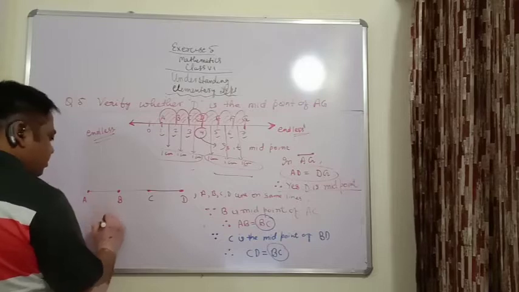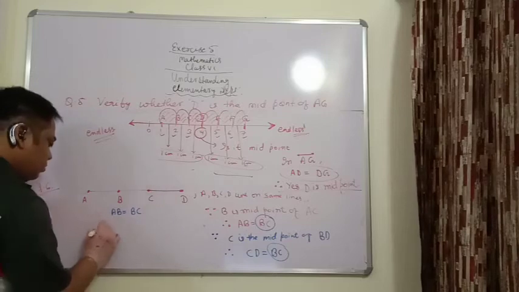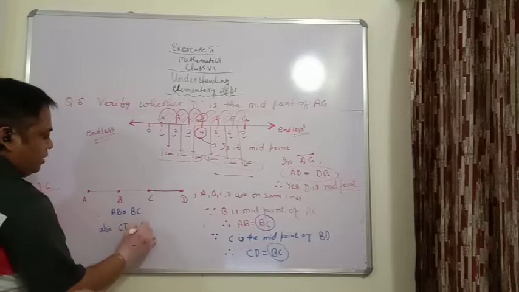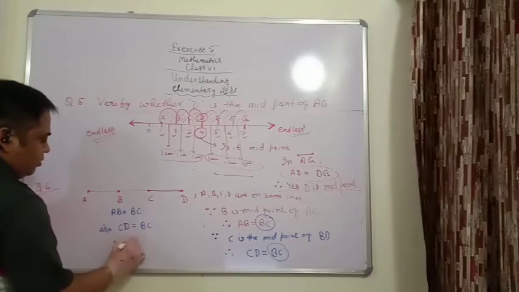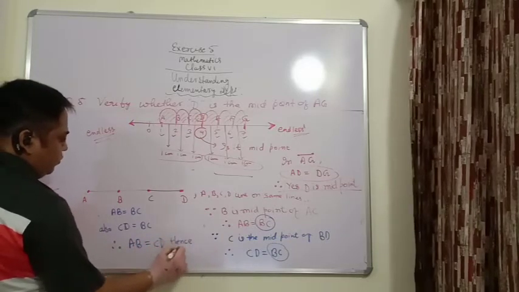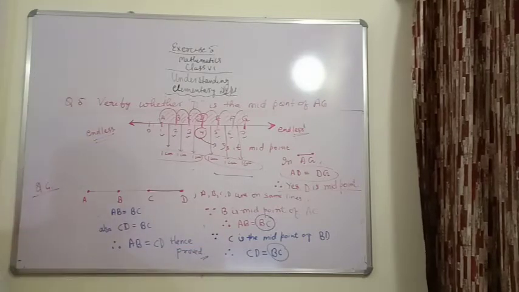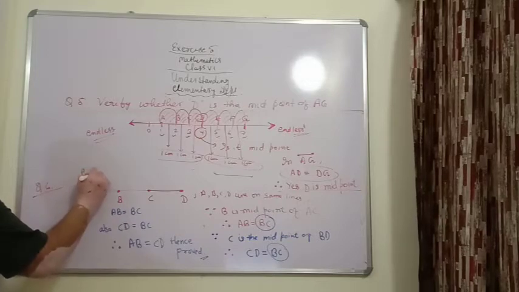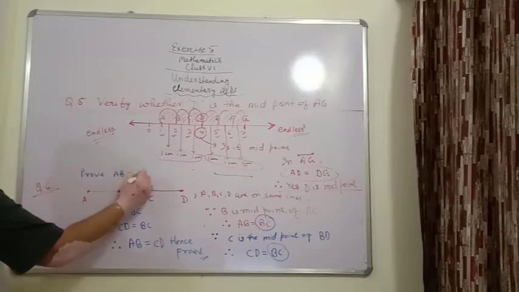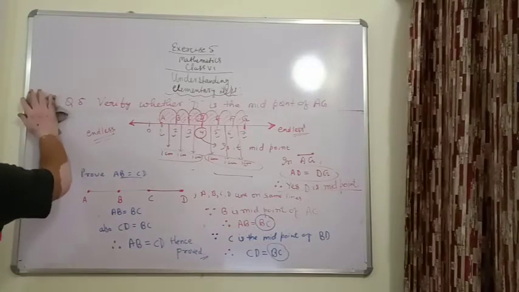So we will write, since AB is equal to BC, also CD is equal to BC, therefore AB equals CD. Hence proved. We had to prove AB equal to CD. Question number 6 is done. Now we'll do question number 7.